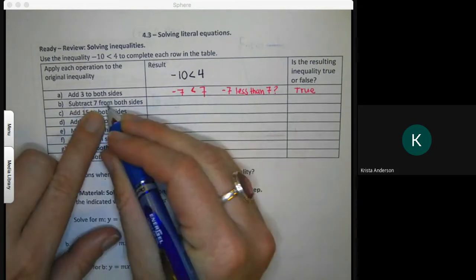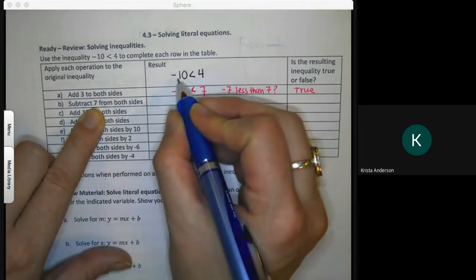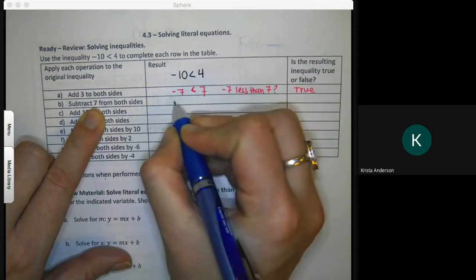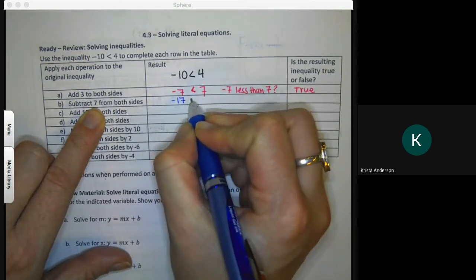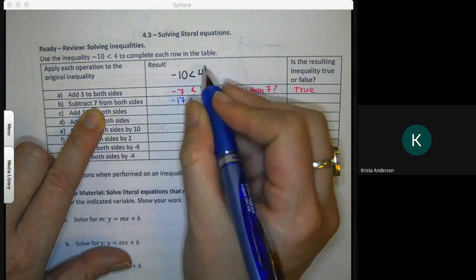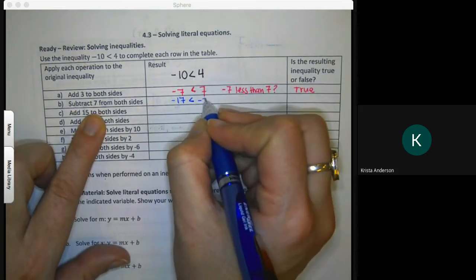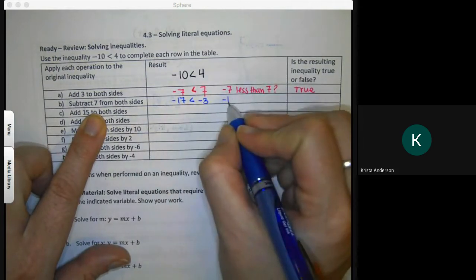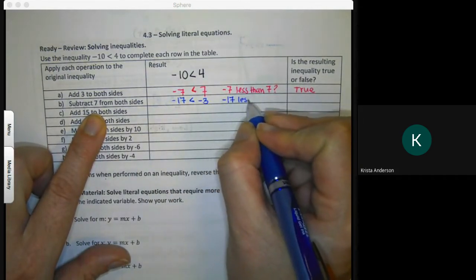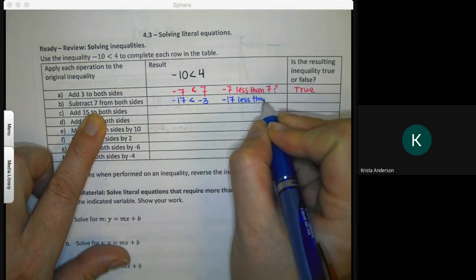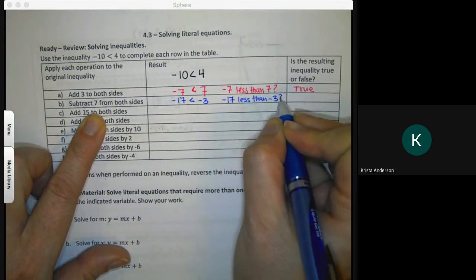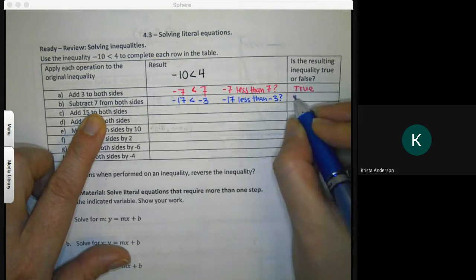What if I subtract 7 from both sides? This would become -17 is less than, 4 minus 7 would be -3. Is -17 less than -3? True.